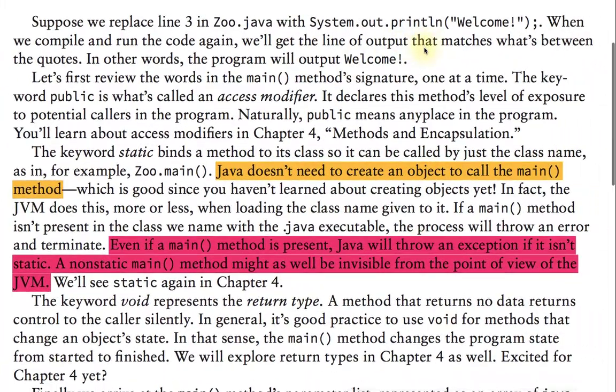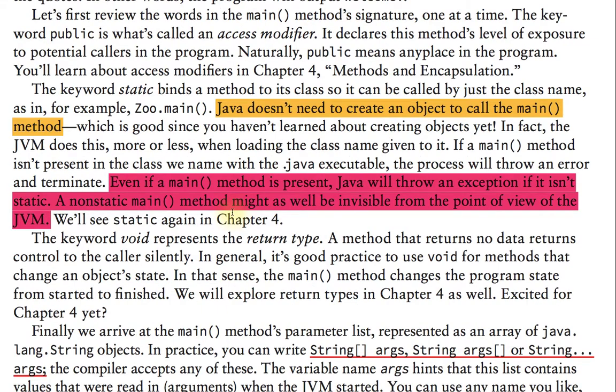Okay. Java doesn't need to create an object to call the main method. The JVM searches for the main method, and it doesn't need to create an object to call it. This is a beautiful point to remember, so I highlighted it in yellow. Even if the main method is present, Java will throw an exception if it isn't static. A non-static main method might as well be invisible from the point of view of the JVM.